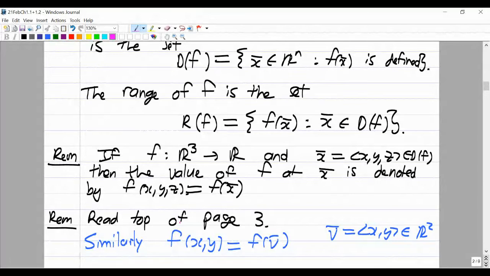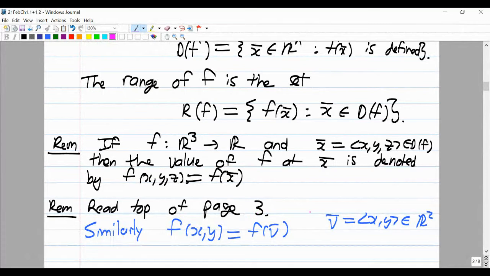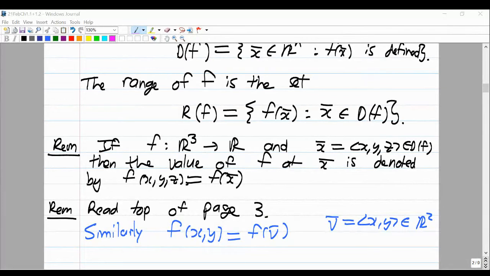There's a comment at the top of page 3 that I would like you to read, and you can do something similar for a function of two variables. If vector V is a vector with components x, y, so it's an element of R2, then the value of the function at vector V can be notated as on the left or as on the right. So notation matters. It's time for a quick question before we start doing some really fun stuff.